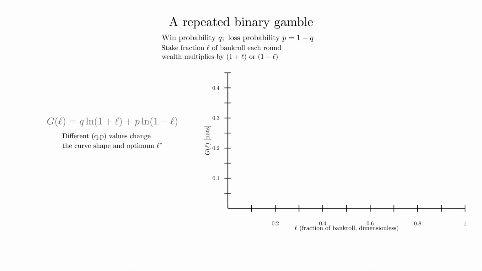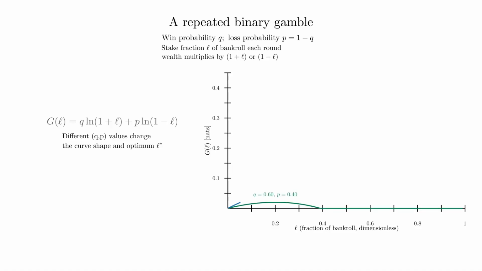To find the best constant stake fraction, we maximize the expected log growth per round, G of L, equals Q times ln(1 plus L), plus P times ln(1 minus L). Let's look at G of L for a few examples of Q.